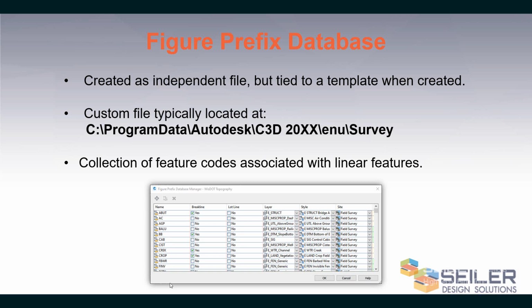The custom file type is typically located in the directory shown here under your program data Autodesk C3D, whatever year, and then ENU survey.